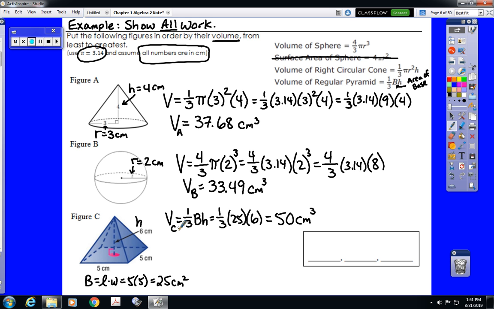That's for figure C. So comparing those three numbers, we're supposed to list them in order from least to greatest. The smallest volume is figure B, the second smallest is figure A, and the largest is figure C. So we should answer with B, A, C.